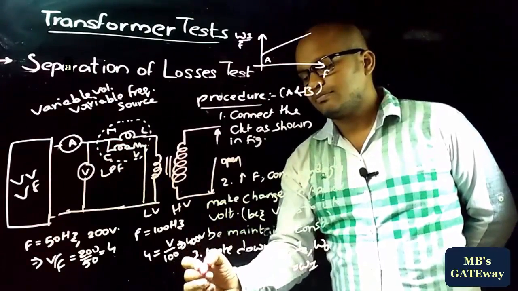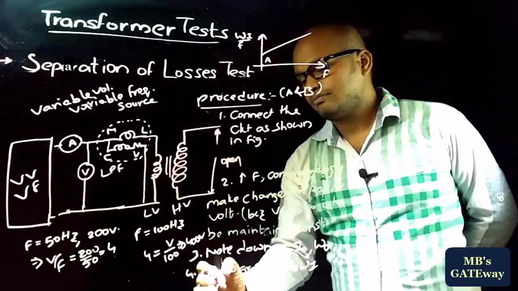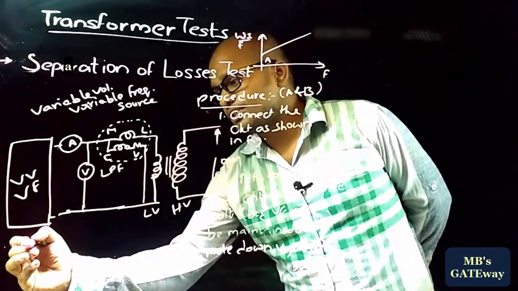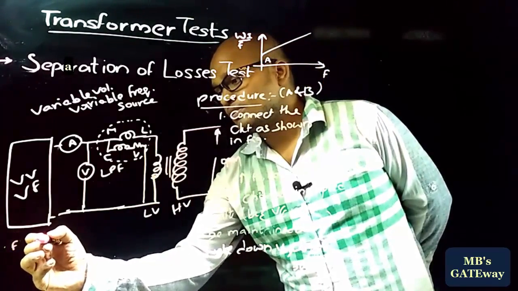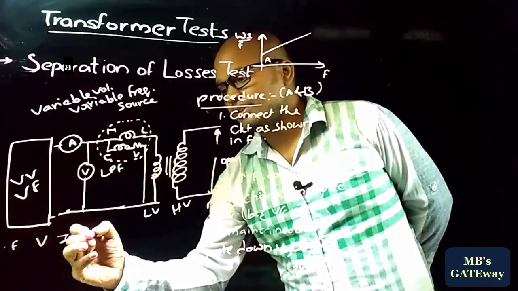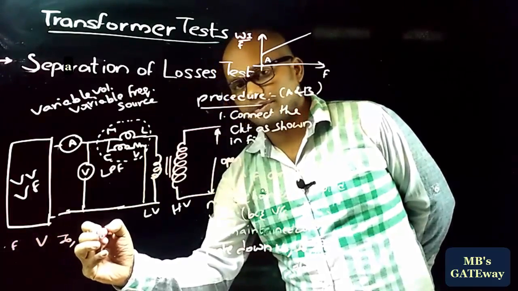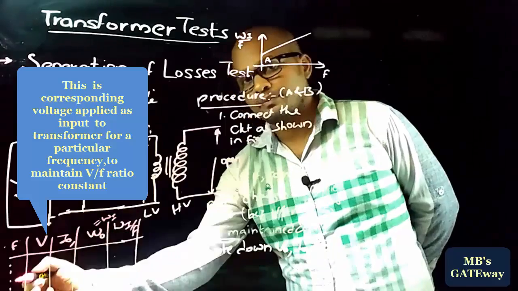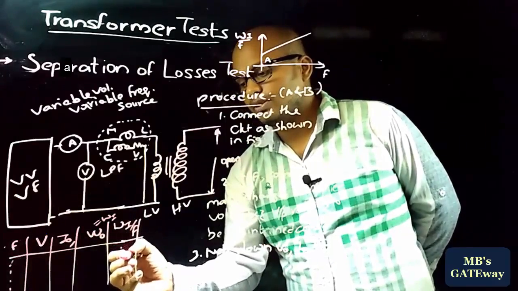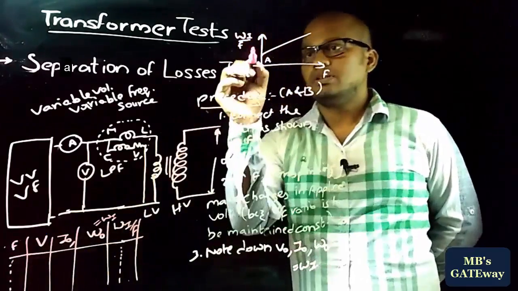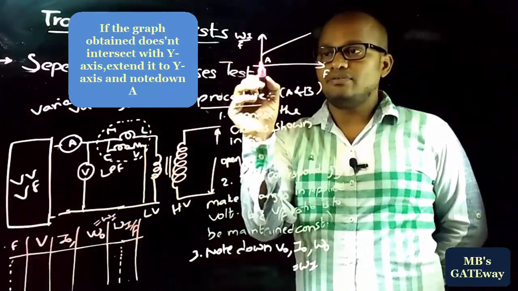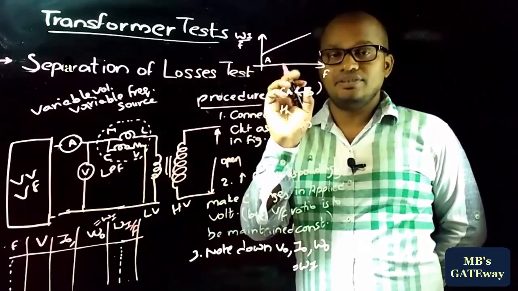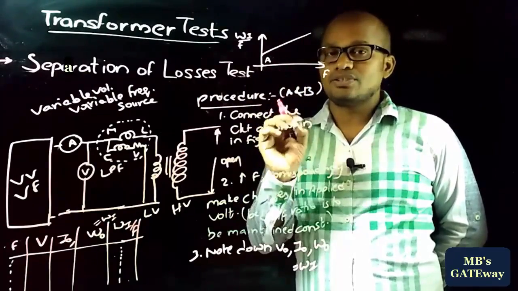And the fourth step is to draw the graph and find A and B. For different values of frequency, note down the input voltage reading, ammeter reading and wattmeter reading. Here W0 is equal to Wi, so then find Wi by F. For different values of frequency, find Wi by F, and using these two, draw this graph. After obtaining this graph, from here to here it represents A and the slope of the line represents B, and from this graph, for any frequency you can find the iron losses of that transformer.